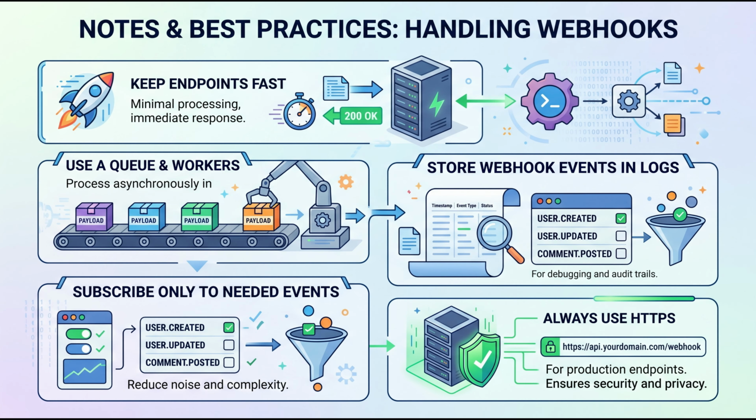Notes and best practices. Keep webhook endpoints fast and return HTTP 200 quickly. Use a queue/worker on your server to process webhook payloads asynchronously. Store webhook events in logs for debugging and audit trails. Only subscribe to the events you actually need to reduce noise, and always use HTTPS endpoints for production webhooks.